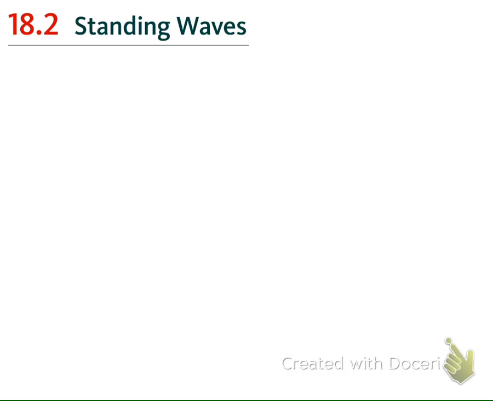Now let us discuss a different situation. In the last section, we discussed the interference of two waves that move in the same direction but with a different phase constant. Now, if we look at two waves that move in opposite directions, but other than that, these two waves are identical.